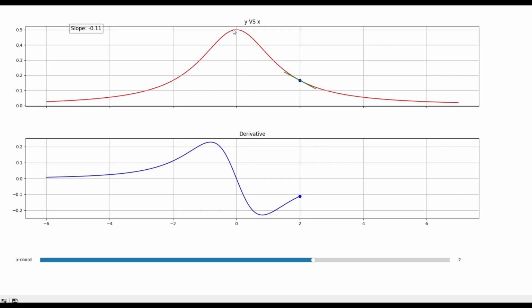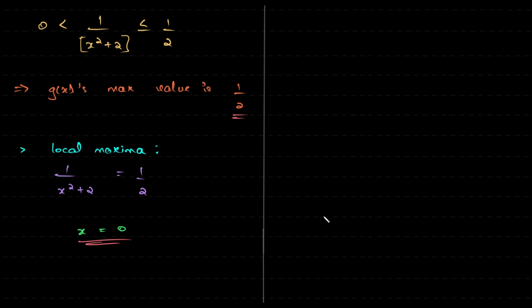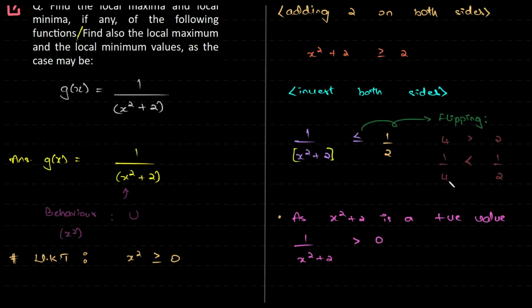Okay, so that you can verify over here as well. For an input value of 0, my output value is half, and everything else will be less than half. Okay, you can pause and have a look.